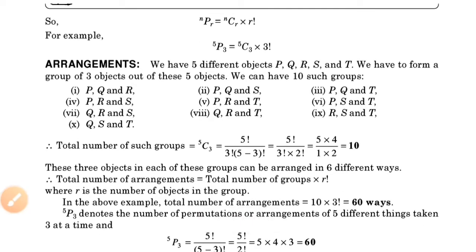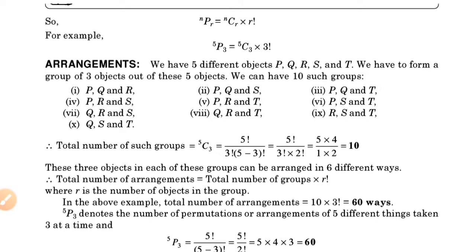Now in this case we are given 5 different objects P, Q, R, S and T, and if we form a group of 3 objects out of these 5 objects, then we have 10 such combinations or 10 such groups or selections, that is PQR, PQS, PQT, PRS, PRT, PST, QRS, QRT, QST, and RST. And each of these three objects can further be ordered in 6 different ways.